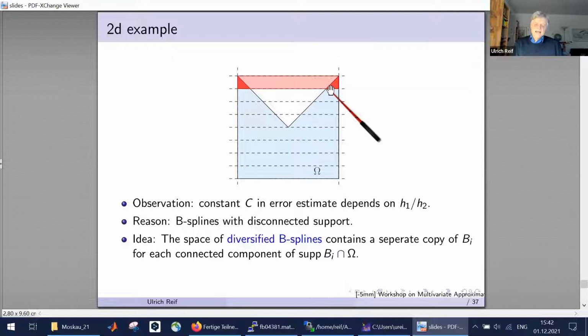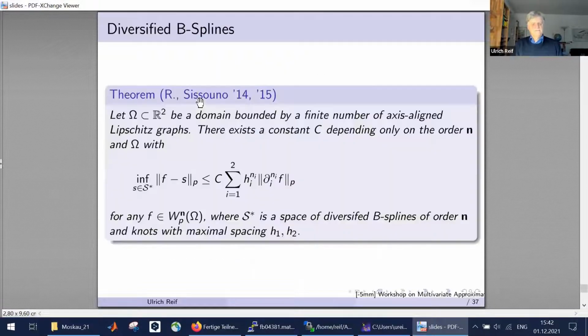The idea to settle this problem is to use so-called diversified B-splines. This means that you use one copy of this B-spline for this component and an independent copy of this B-spline for that component. Using this approach, you get a richer spline space, which separates disconnected regions inside the support of a given B-spline. And indeed, these diversified B-splines have nice properties.